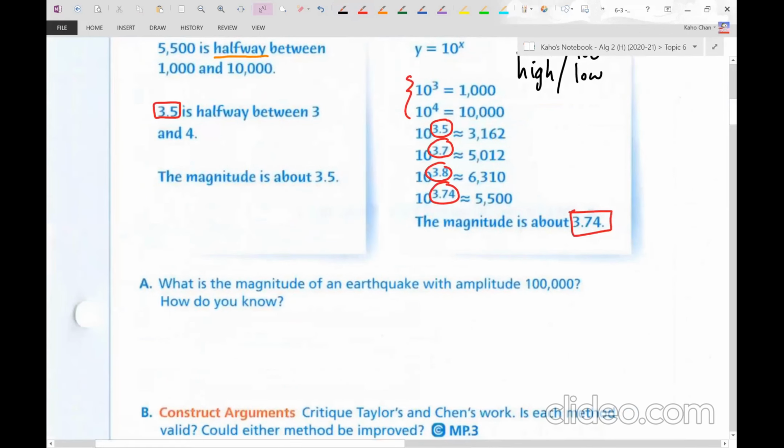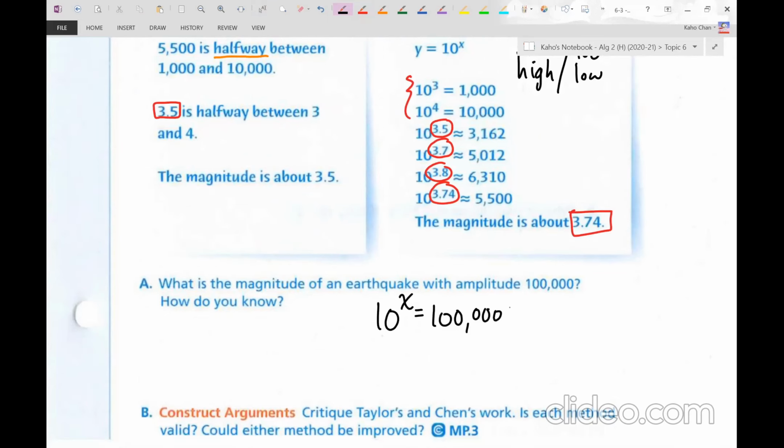Next question. What is the magnitude of an earthquake with amplitude 100,000? So basically 10 to what power equals 100,000? Now, this is an easy one. 5,500 was not something that was a power of 10, but 100,000 is a power of 10. There are 5 zeros, which kind of tells me from experience, x equals 5. And that'll give you your answer.